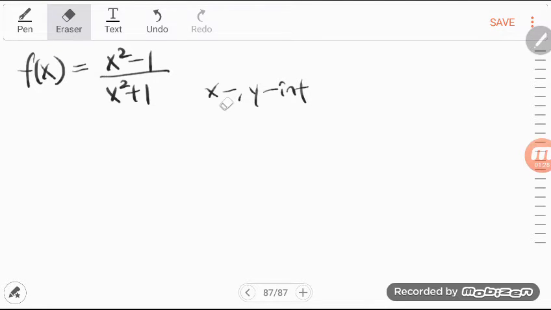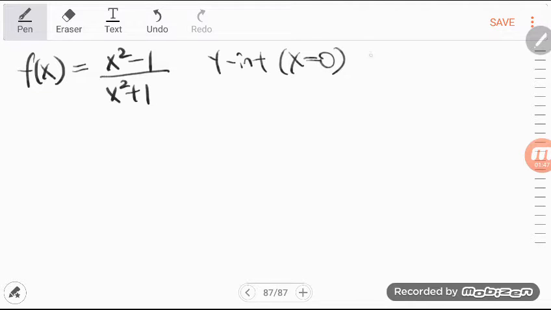For my x and y intercepts, let's start with the y-intercept. To find the y-intercept, I'm going to make x equal to 0. So when x is 0, my y would be 0 minus 1, so negative 1, over 0 plus 1, which is 1. So I would have negative 1.